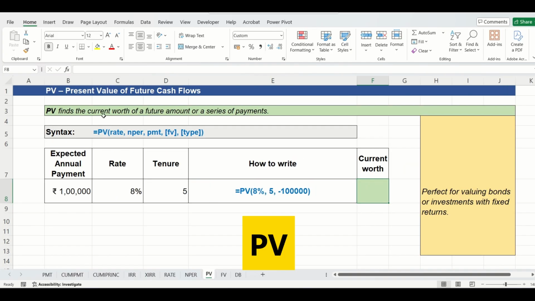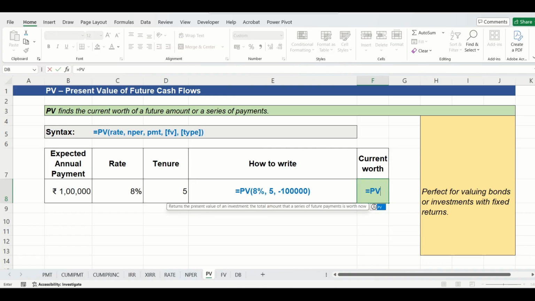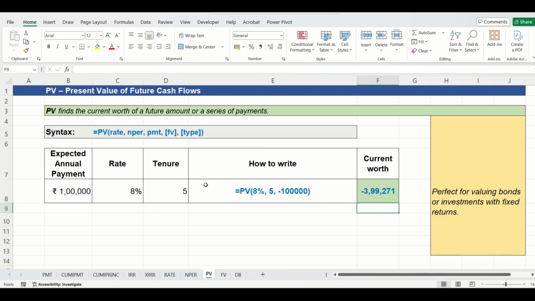The next function is PV, which stands for the present value of future cash flows. It finds the current worth of a future amount or a series of payments. The syntax: PV, open the bracket, the rate of interest, the period, then the PMT, and there are two optional arguments, FV and type, that we have already discussed earlier. How to write that? Equals to PV, open the bracket, the rate of interest, comma, the tenure, comma, the annual payment. Close the bracket and hit enter. This is actually perfect for valuing bonds or investments with fixed returns.